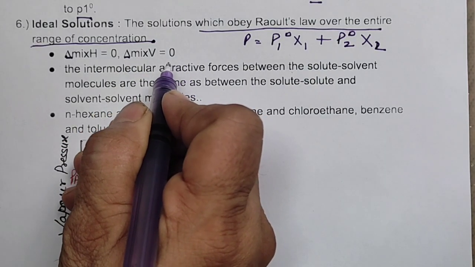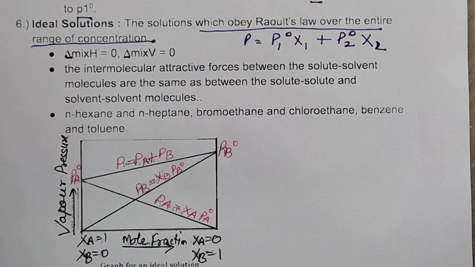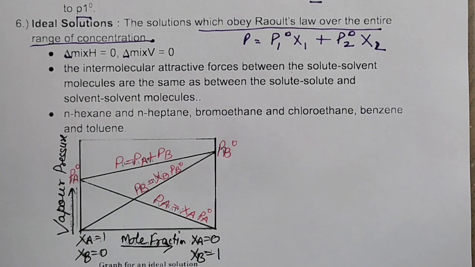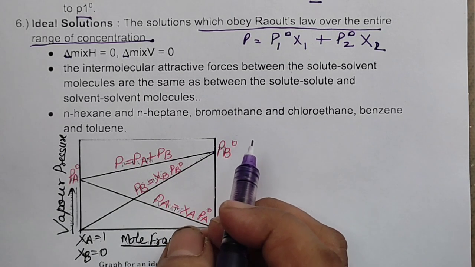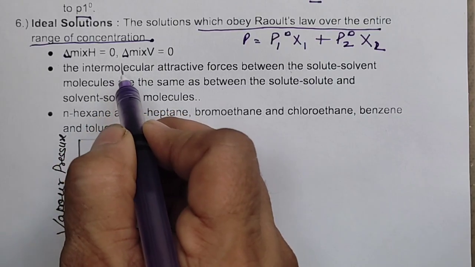In a way, we say that the interactions before mixing and after mixing are equal. So, suppose you are mixing solute and solvent. After mixing them, the interaction between solute and solvent is of the same order as the interaction before mixing. So, no new bonds are formed, no bonds are broken. So, we say delta H mixing is 0.